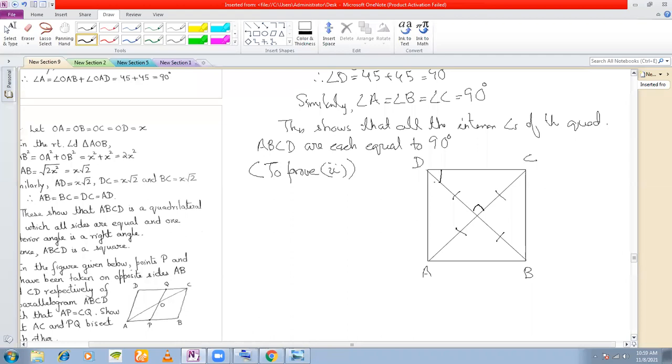And we have already shown that all the interior angles are 90 degrees. This is what we know. Okay. Now we simply need to show all the sides are equal. Anyone else has any idea? Although the solution is done for you already.